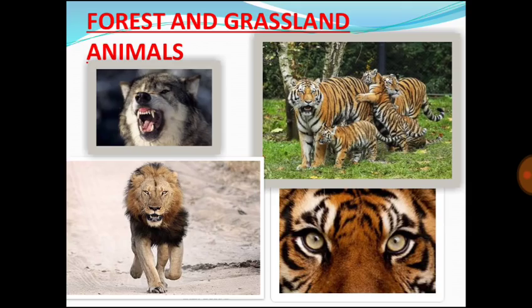Adaptations in forest and grassland animals. Carnivorous animals like wild dog, fox, tiger, and lion have strong legs to run fast and capture their prey. They have claws, and their canine teeth are sharp and pointed. What is the function of such teeth? Tigers have padded paws. This enables them to silently stalk their prey and capture it easily.